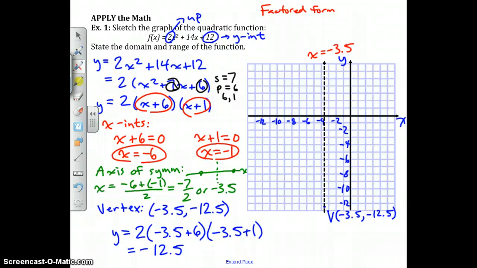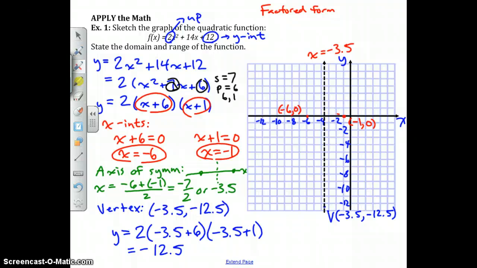Okay, other things we have our x-intercepts of -1. So that point there is -1, 0. Other x-intercept of -6. So that point there is -6, 0. Okay, we can just double check. Are those 2 points the same distance away from the axis of symmetry? Yeah, they are. So we're good.